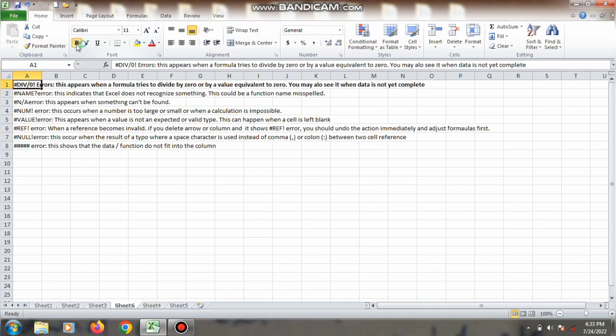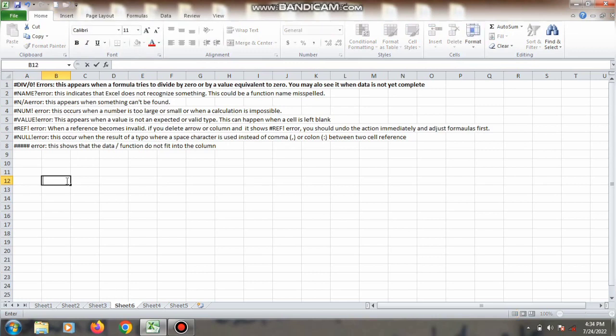It says this appears when a formula tries to divide by 0 or by a value equivalent to 0. Let's try it. Equals... let us use some of our data. Let's just have something like this so that we can use it. Equals 23, which is our B12, divided by 0. Do you see what happens? You can't divide that by 0. Excel does not understand, so it's going to return the error.